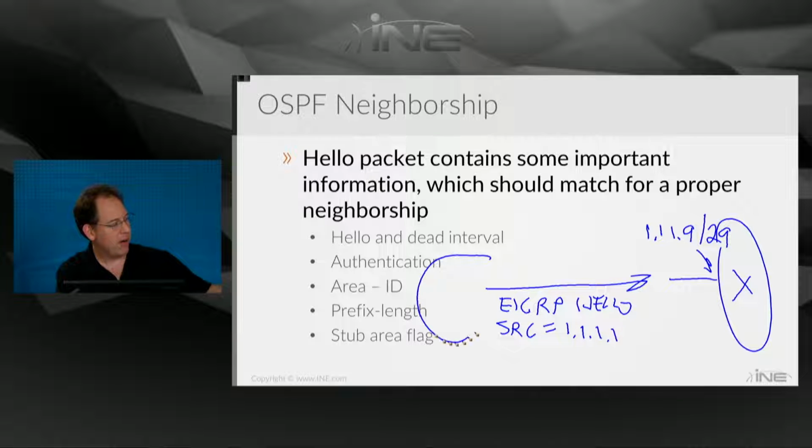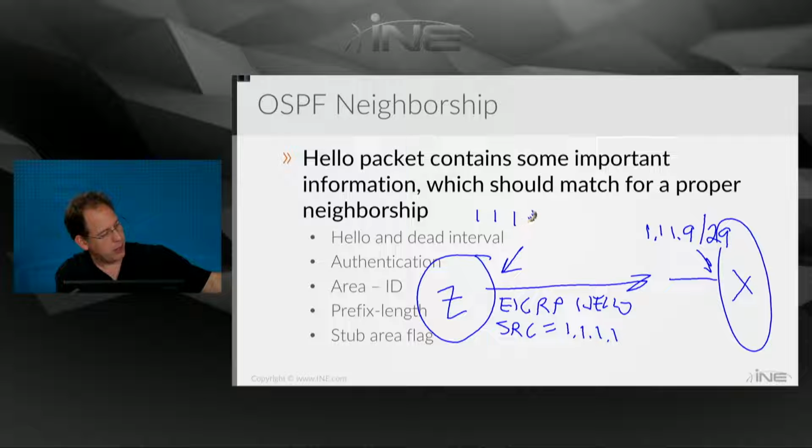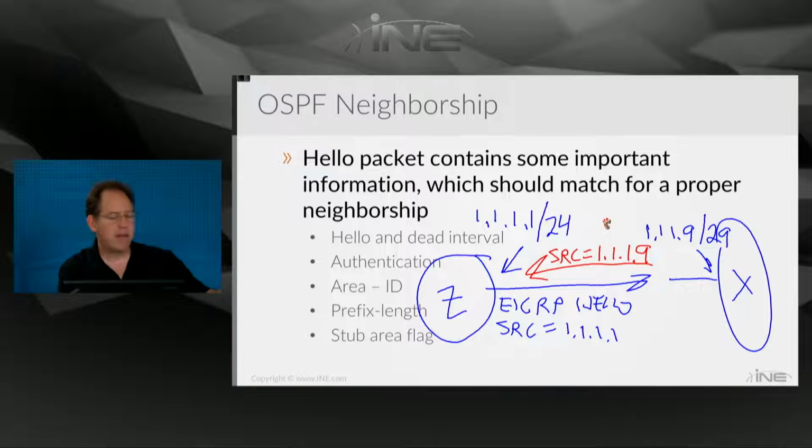But what about over here? What about router Z? What if his address was 1.1.1.1, because that's the source he's using, /24, and here he receives a hello packet sourced from 1.1.1.9. Is router Z going to have a problem with that? No. Router Z is going to say, oh, well, I'm in the 1.1.1 network. This source is also in the 1.1.1 network. So he looks good.